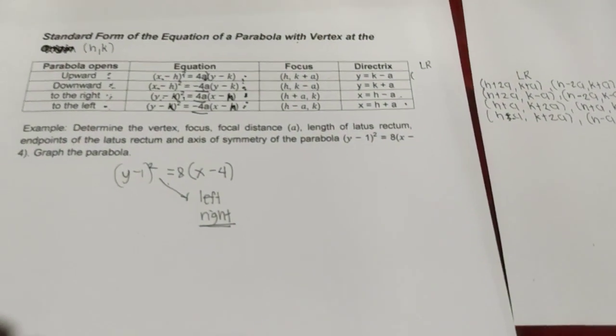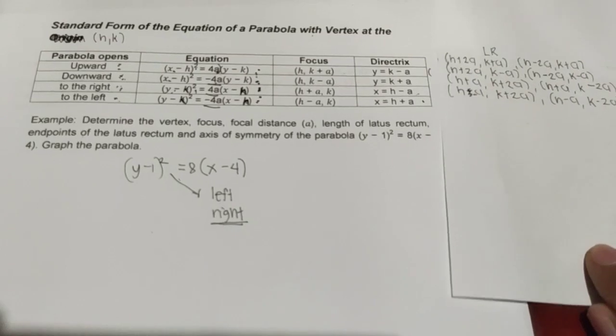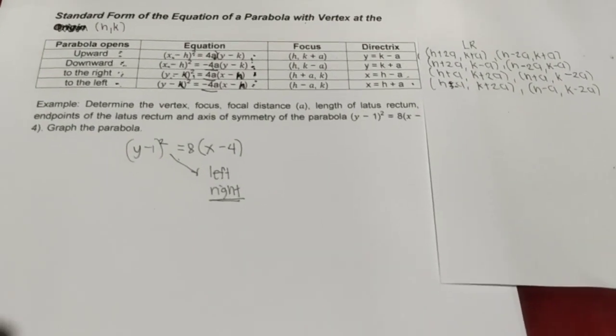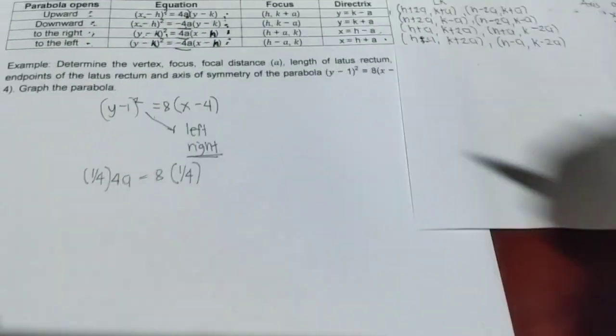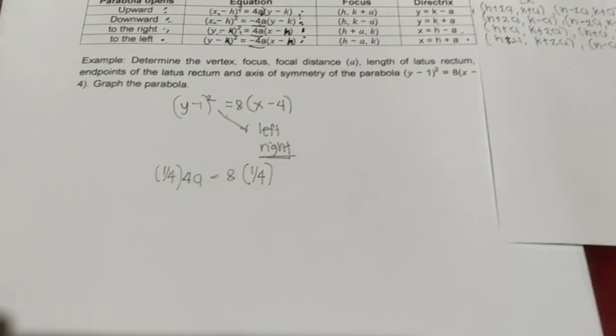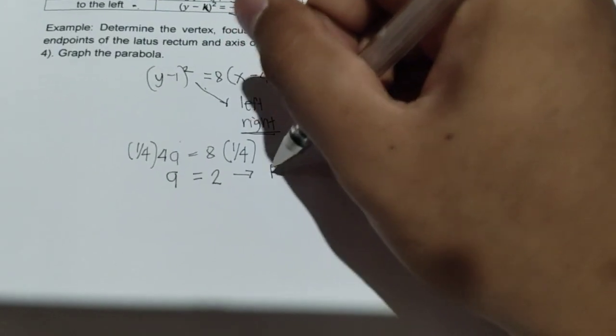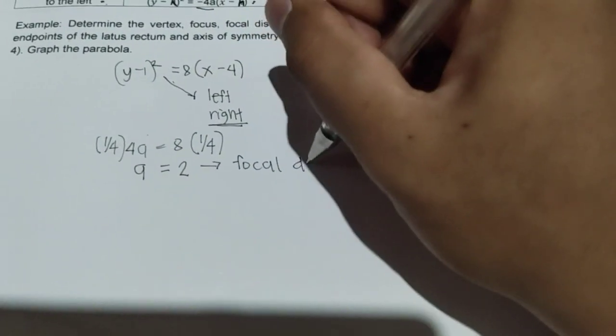In order for us to determine the parts of the parabola, we first need to get the value of the focal distance, or a. So we have 4a equals 8. Then 1/4 is multiplied to the left side and right side of the equation. So 1/4 times 4a is a, and 8 times 1/4 is 2. Therefore, the focal distance of the parabola is equal to 2.